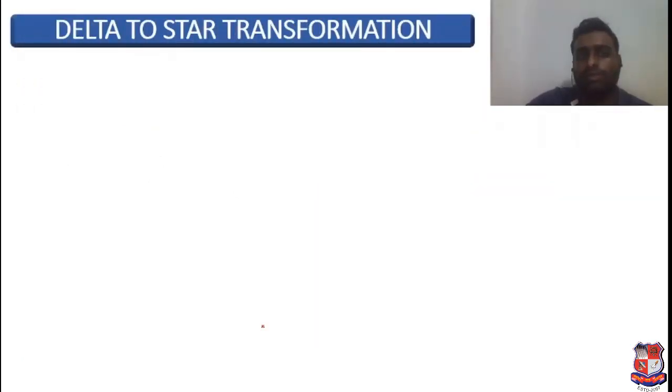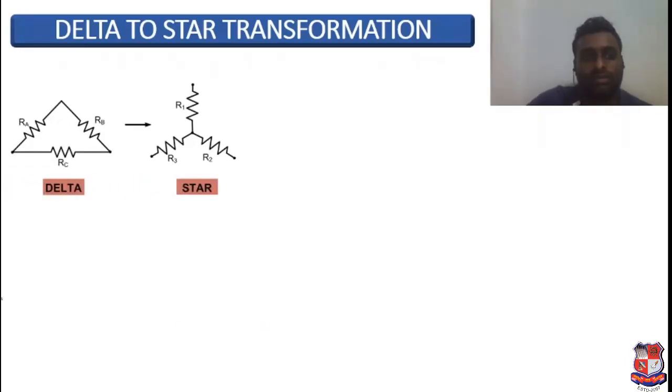Now we will see how this delta to star transformation occurs. Okay, so we know this is the delta connection and this is the star connection. So let us name the delta connected resistances RA, RB and RC. Okay, these are the three delta connected resistances. This we need to transform to a star connected R1, R2 and R3. So we need to find the value of equivalent R1, R2, R3, which will be in relation to RA, RB and RC.